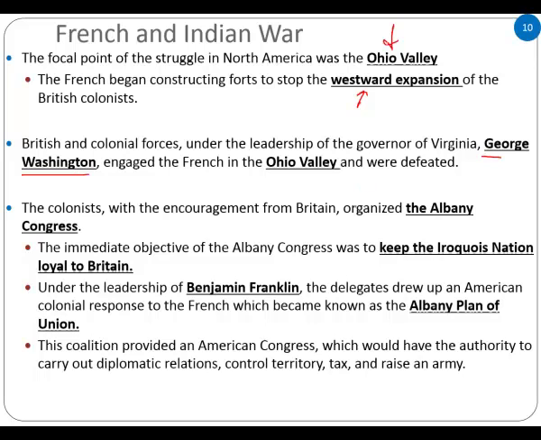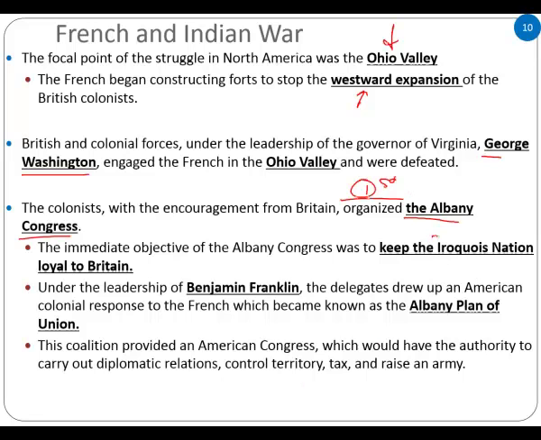Colonists, with the encouragement of Britain, organized the Albany Congress. Now, this is one of your first examples of a standing government in the New World. I would write this down: the Albany Congress, which will develop the Albany Plan of Union. This is one of your first examples of a federal government in the New World. Okay, that's a heavy idea. The immediate objective of the Albany Congress: keep the Iroquois nation loyal to Britain.